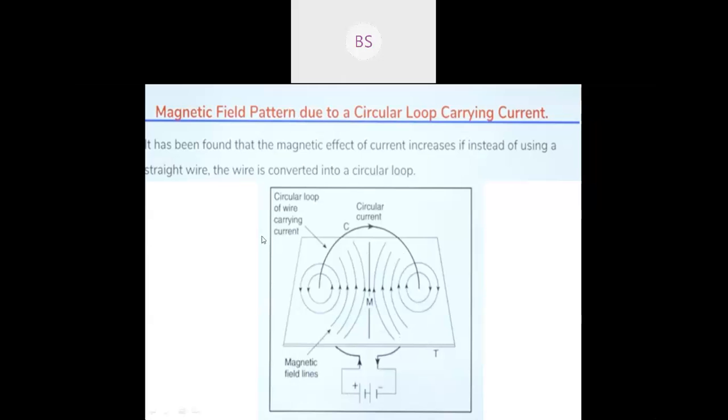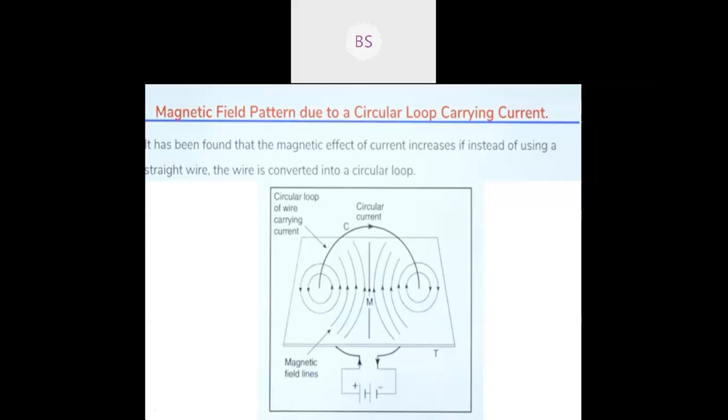So what is mentioned here: it has been found that the magnetic effect of a current increases if, instead of using a straight wire, the wire is converted into a circular loop. So the first observation is that the magnetic effect of current increases if we use a circular loop instead of a straight wire. We can find that the magnetic effect is more.